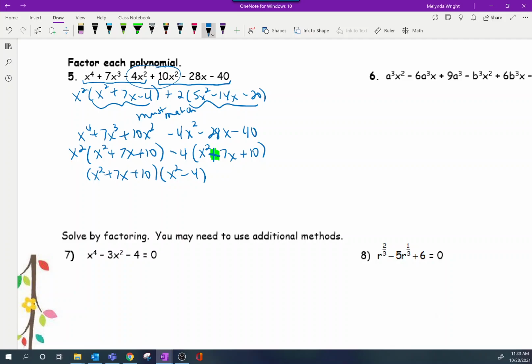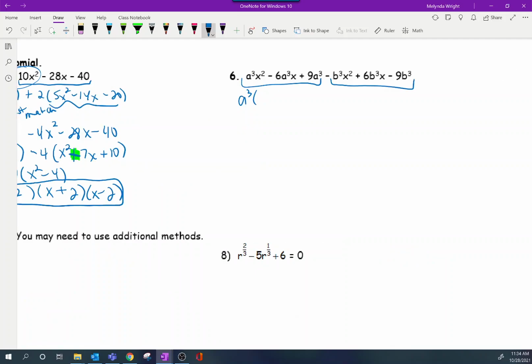So let's group together the first three and last three. Hopefully they didn't play a trick on us this time. All right, so the greatest common factor between the first three terms is a cubed. And that leaves me x squared minus 6x plus 9. On the second one, the greatest common factor is b cubed. All right, that leaves me x squared minus 6.